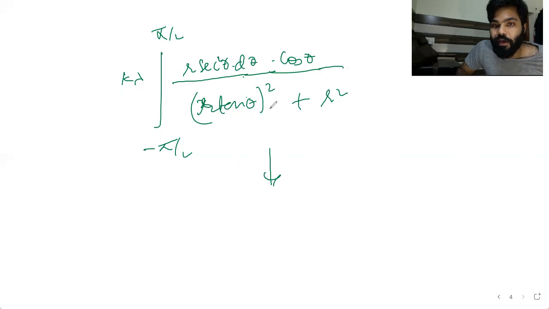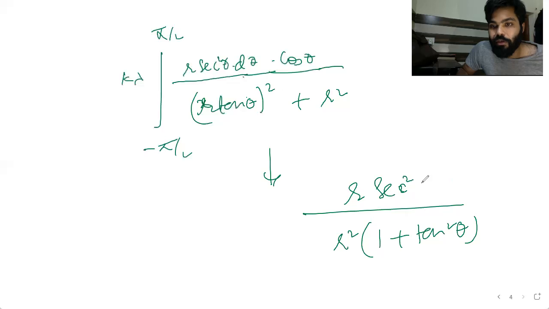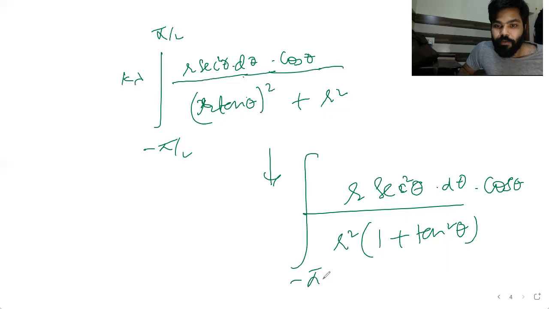Now, next step, I can take r square common from the denominator, and I will have r square outside the bracket, and I am left with 1 plus tan square theta in the denominator, and in the numerator I have r sec square theta into d theta into cos theta, from minus pi by 2 to pi by 2. Okay, k lambda was outside there, and it is the electric field of the rod.